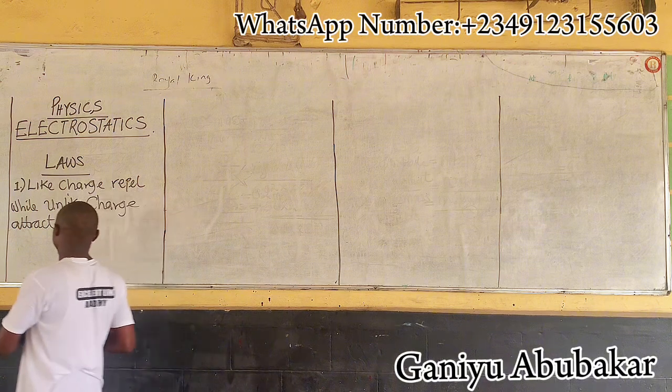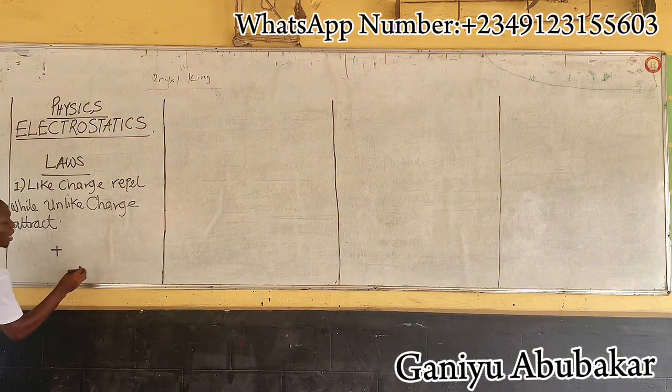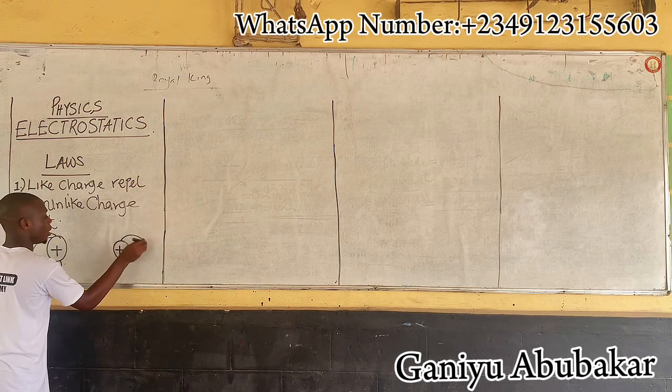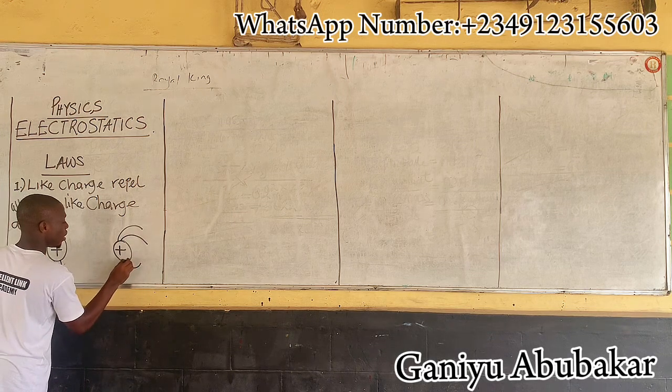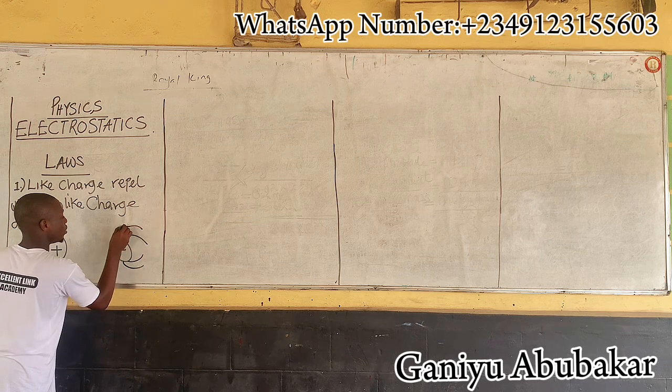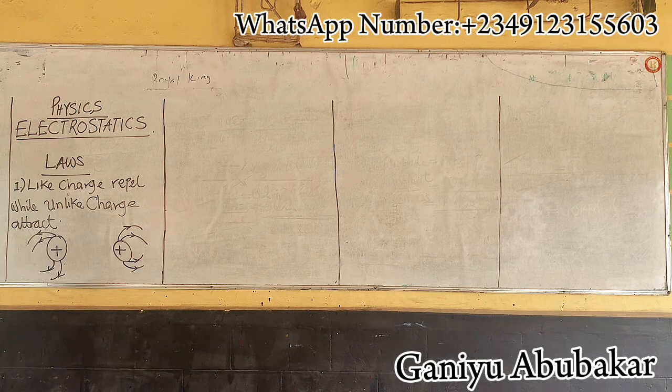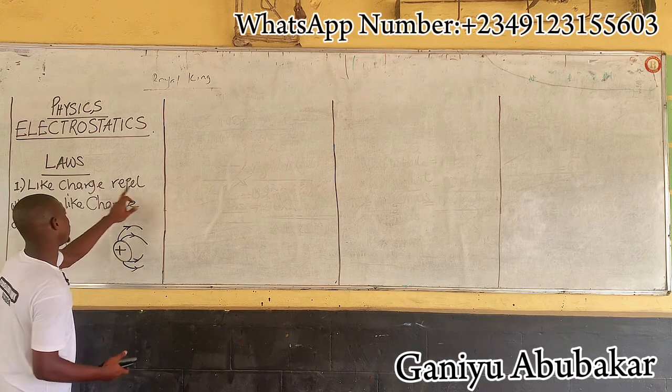This is your first law that governs electrostatics, that says that like charges repel while unlike charges attract. That is, if I have two charges, let's say a positive charge and another positive charge, these two charges will what? Will repel. That is, they won't combine, right? They won't connect to each other because they have the same charges, so it will be something of this nature. So this is your concept behind the first law that says like charges repel.